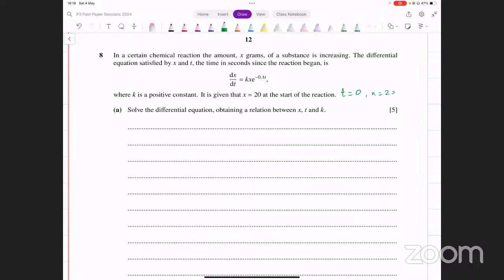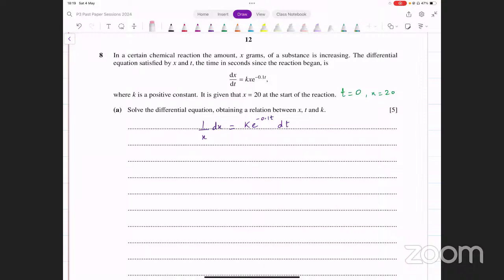That's what we're given. Now it says solve the differential equation obtaining a relation between X, T, and K. Now, how do you do that? First of all, you have to separate the variables. Bring X to the left side. So you have 1 over X into dx. And on the right side, you have K e raised to power minus 0.1 t into dt. K you can keep on any side. It's a constant, so it doesn't matter which side it's on.